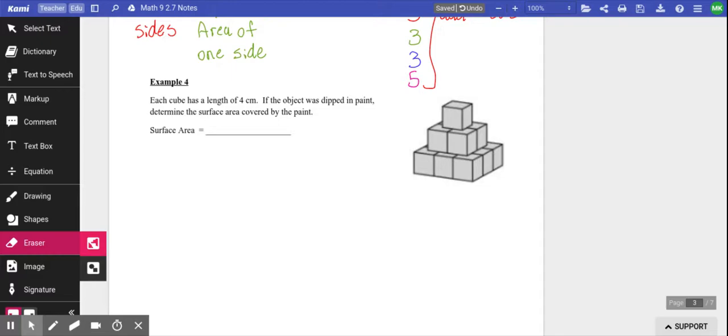So for me, if I was doing this question, it says each cube has a length of 4.